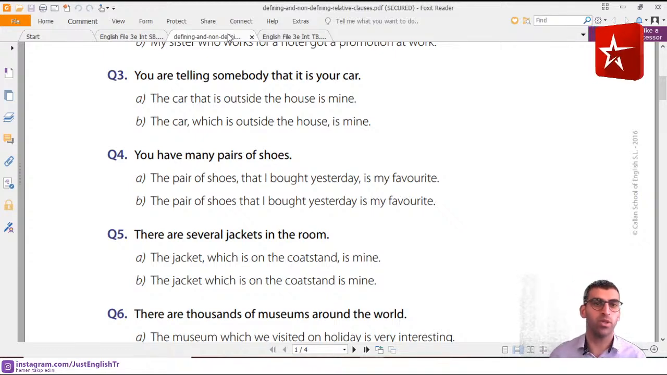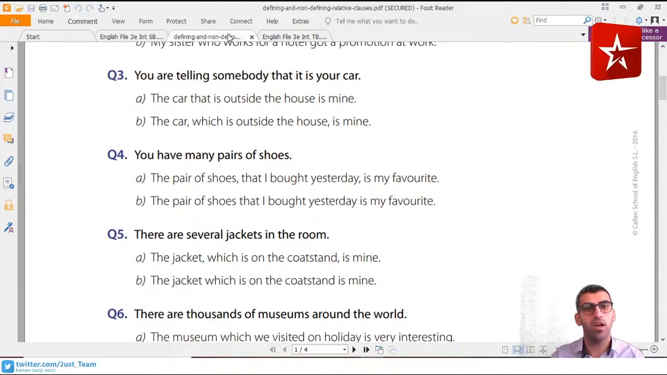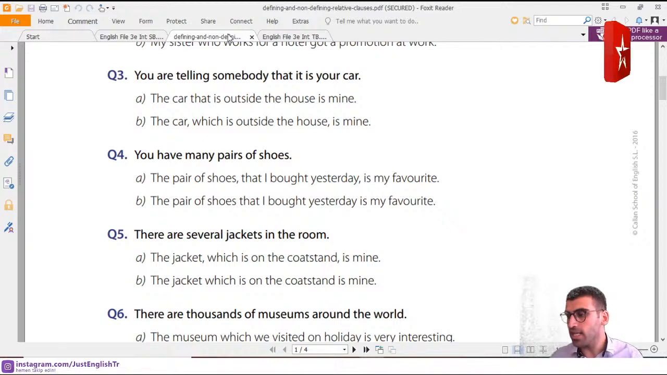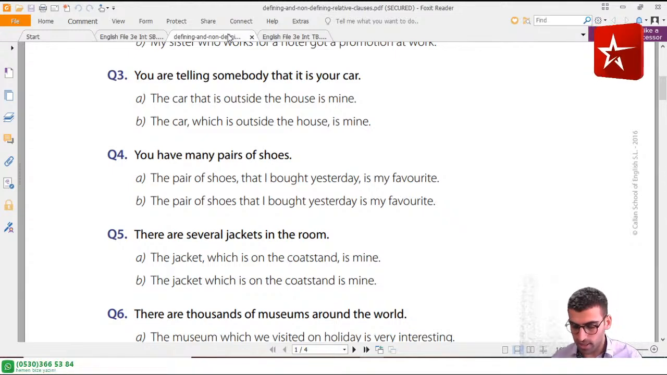And question number 4. You have many pairs of shoes. The pair of shoes, that I bought yesterday, is my favorite, or the pair of shoes that I bought yesterday is my favorite. A with comma or without comma. Yes, Christopher, it's a little bit complicated. It looks complicated, but actually not. If you pay attention to the meaning of the sentence, you can easily find it.